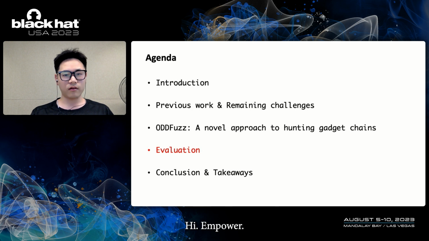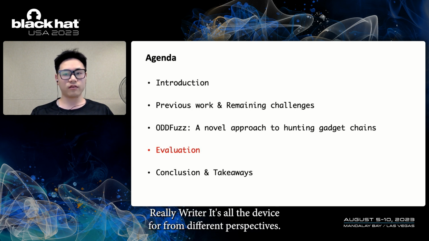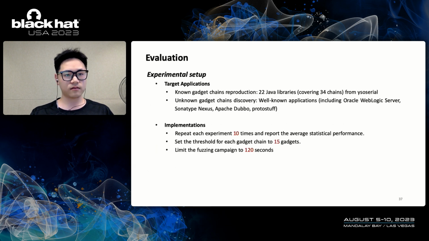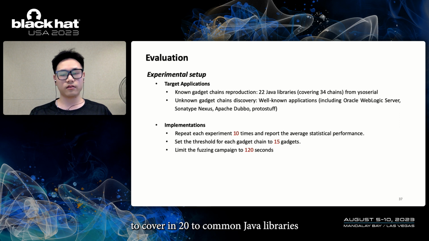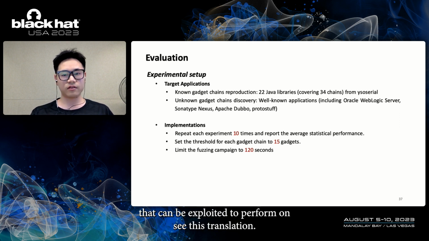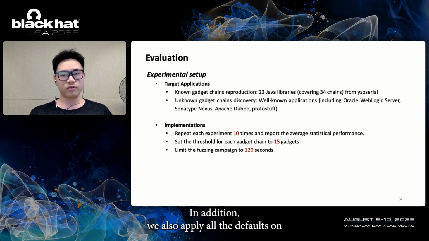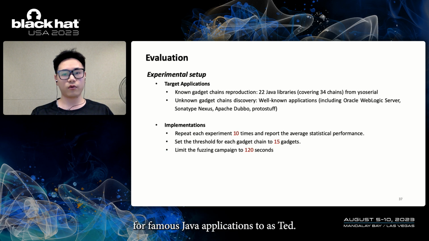Hi, I'm Howard. We evaluate ODDFuzz from different perspectives. We select Ysoserial, a collection of 34 known gadget chains discovered in 22 common Java libraries that can be exploited to perform unsafe deserialization. In addition, we also apply ODDFuzz on 4 famous Java applications to test its ability.